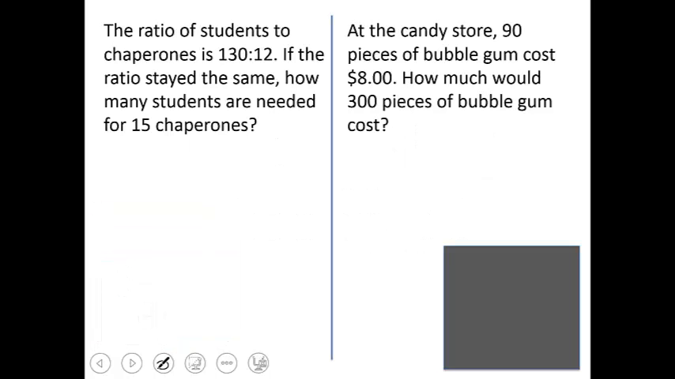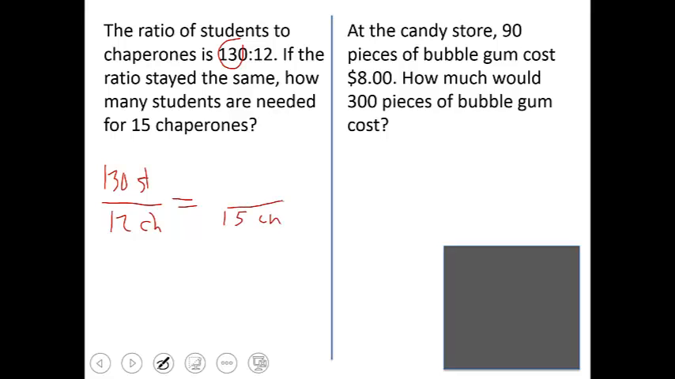It says the ratio of students to chaperones is 130 to 12. Stop. Let's understand this problem. It says the ratio of students to chaperones, so students are first, which means 130 represents the students, and 12 represents the chaperones. How many students are needed for 15 chaperones? If everything stayed constant, what if I had 15 chaperones?